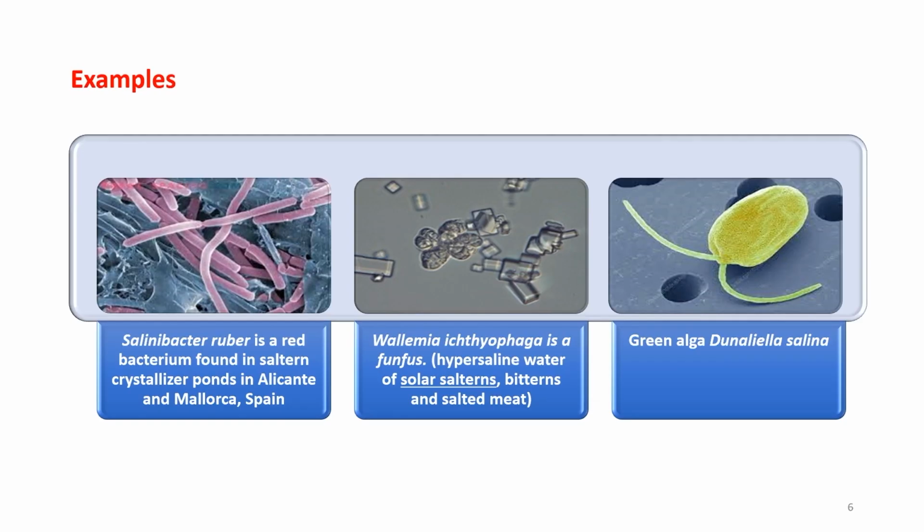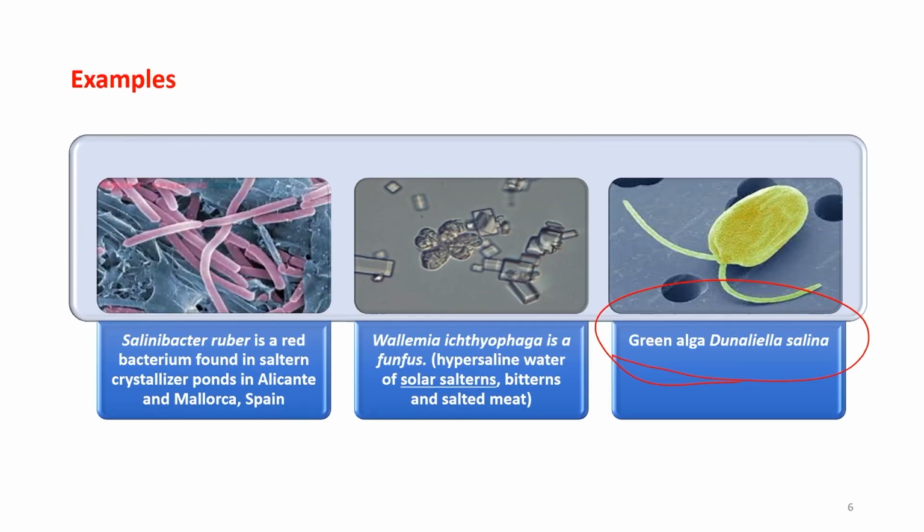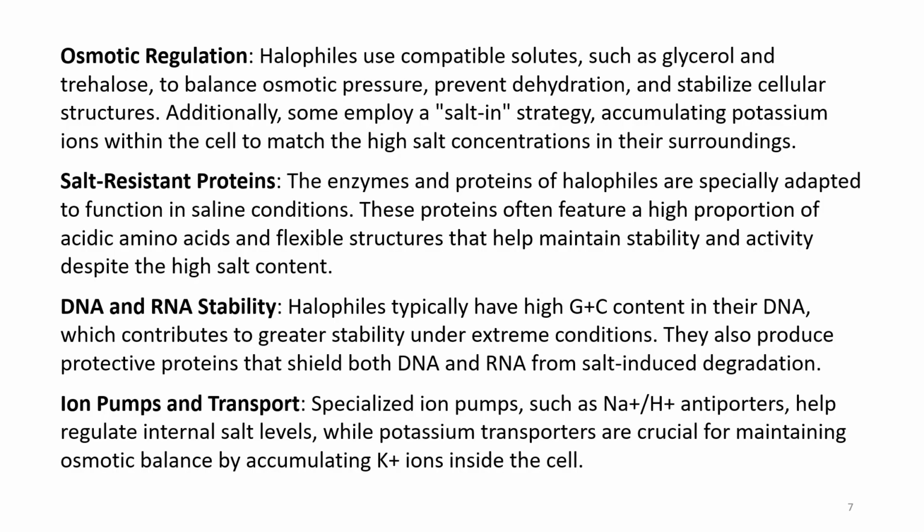So, here are some examples. This is Salinibacter ruber. This is a red bacterium found in saltern crystallizer ponds in Alicante, Spain. And this is Wallemia. This is found in hypersaline water of solar salterns, bitterns and salted meat. And this is a green algae, Dunaliella salina. So, let us discuss these various strategies, osmotic regulation and others, one by one.